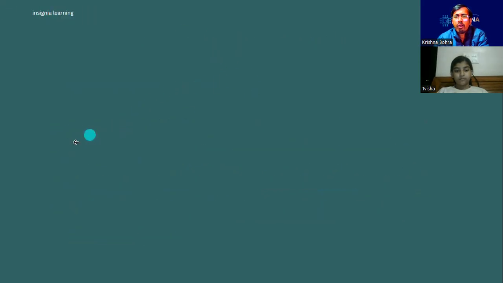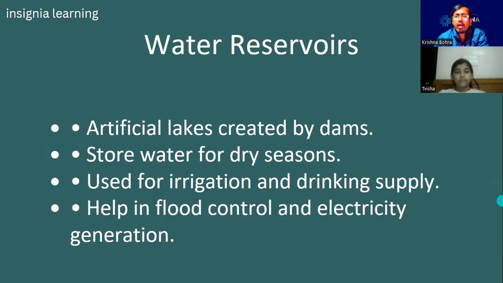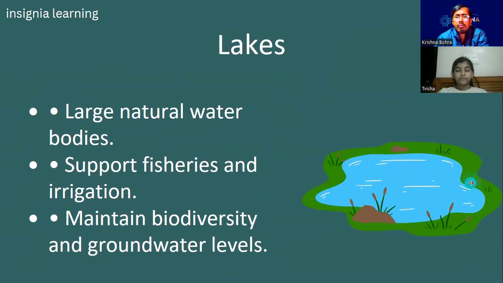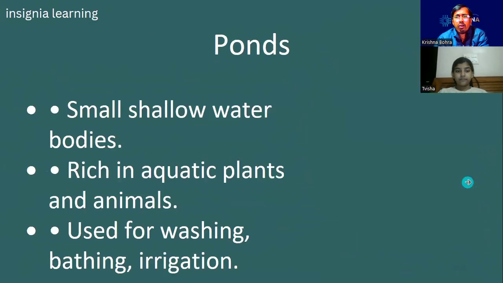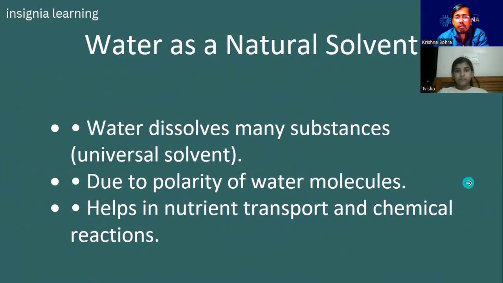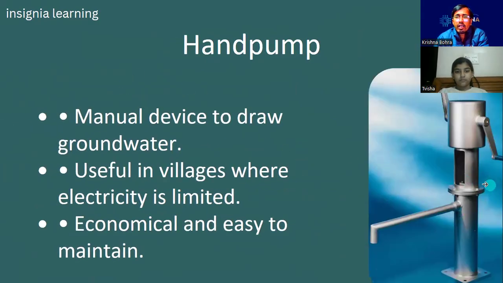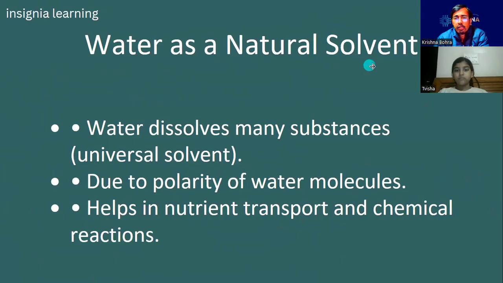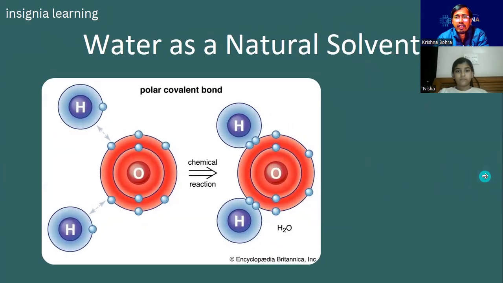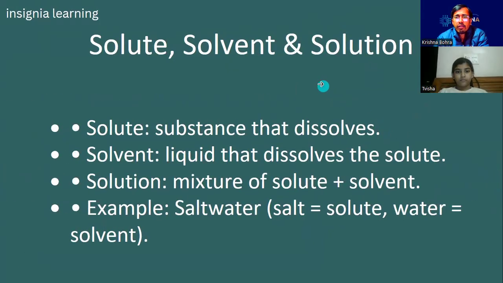We have also understood some kinds of water reservoirs, like artificial ones such as wells and hand pumps, and natural lakes, or especially the oxbow lake when we speak in terms of geography. Now today's class is about water as a natural solvent. So first let's understand what is a solvent, solute, and solution. We initially understood this topic.